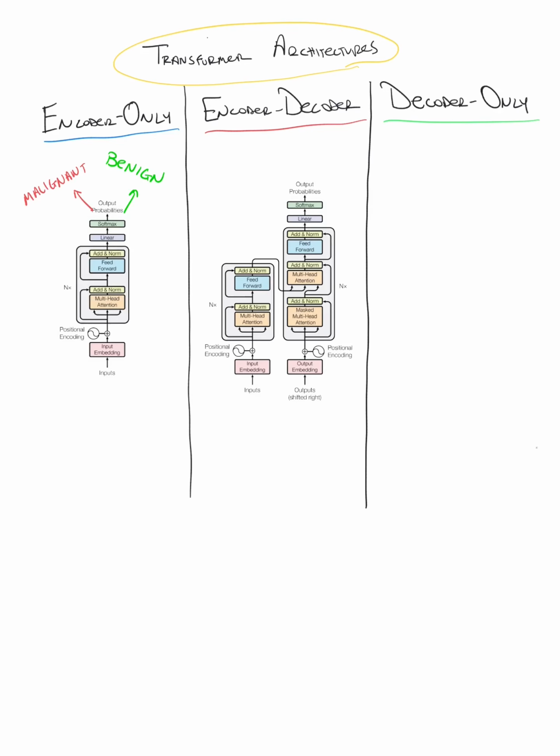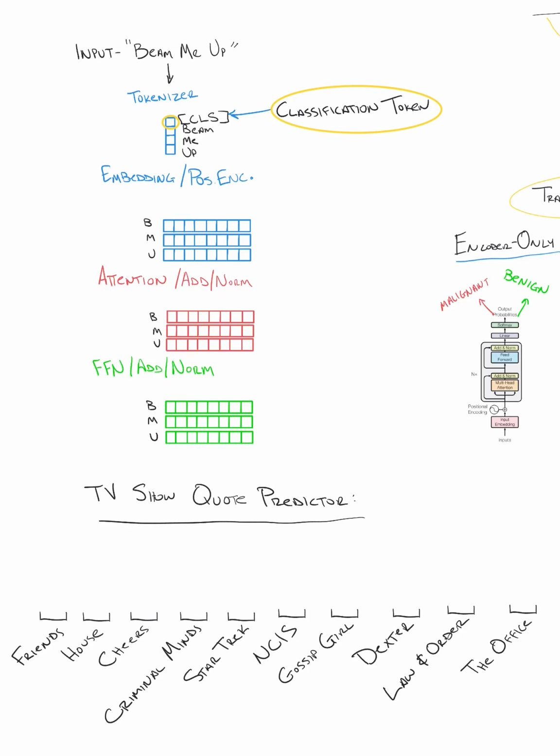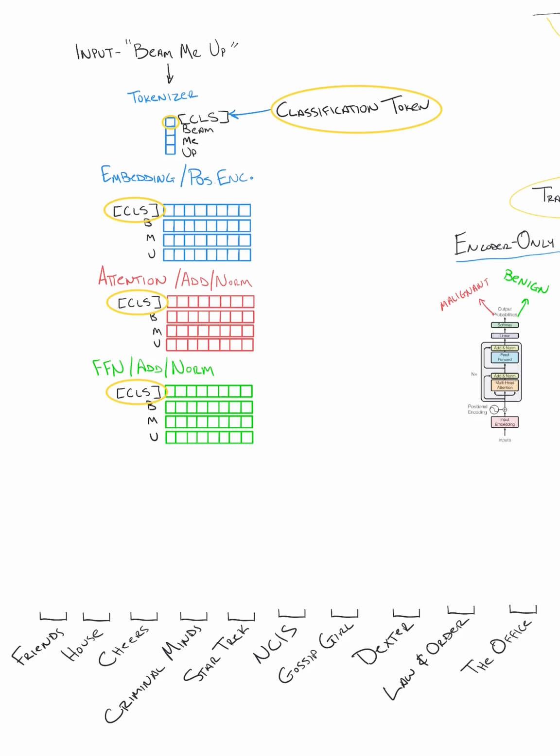For our example, we can envision that we have an encoder-only model that will classify or predict what TV show a user-provided quote is from. How this works is every input actually has a special token prepended to the sequence, the CLS or classification token. Because the classification token goes through the same bidirectional self-attention as every other token, its final output vector ends up aggregating the contextual information from the entire input sequence.